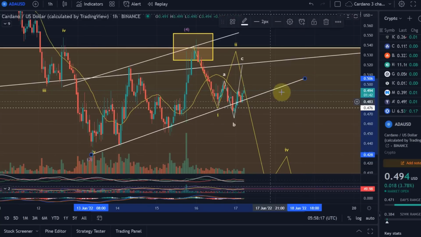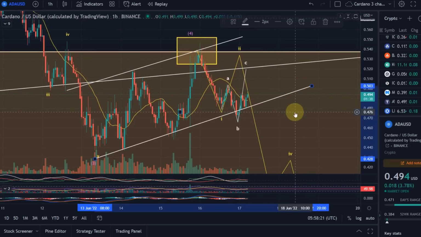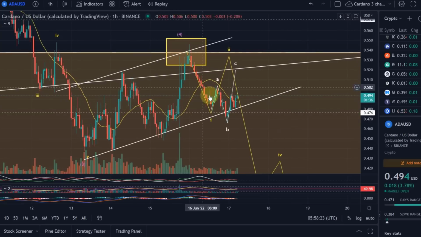And I can draw it like that. Based on this way of drawing it, it wouldn't have broken out of the channel, but that is not that relevant. So here A, B, C, and from here we would move a bit higher in this wave 2. What would be an ideal target range for the wave 2? We can draw that as well.